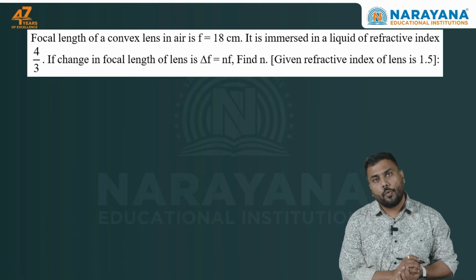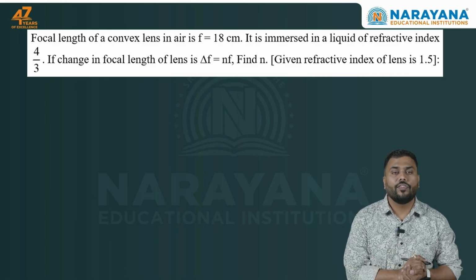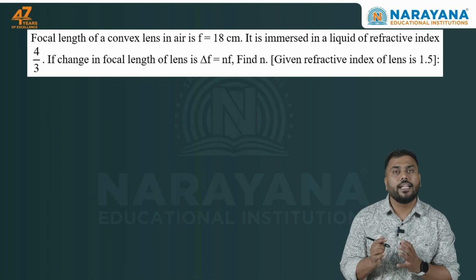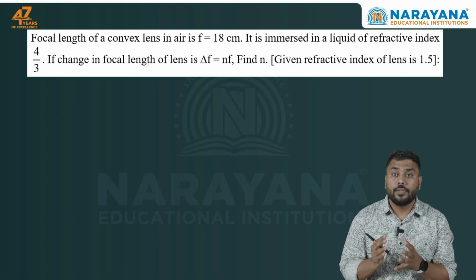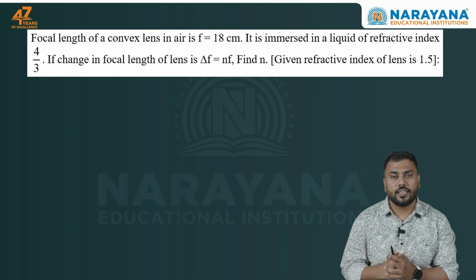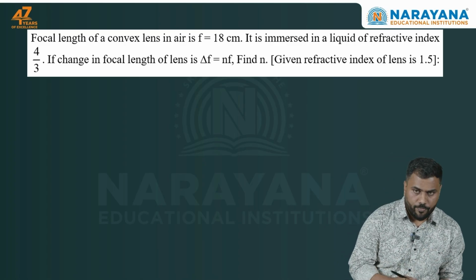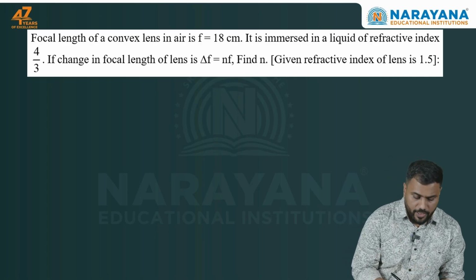Again, next question is an optics based question, but this time it is an integer type question. Focal length of a convex lens in air is 18 centimeter. It is immersed in a liquid of refractive index 4 by 3. The change in focal length they are asking there is nf, where n is an integer. We need to find the value of n. We also have been provided the refractive index of lens.